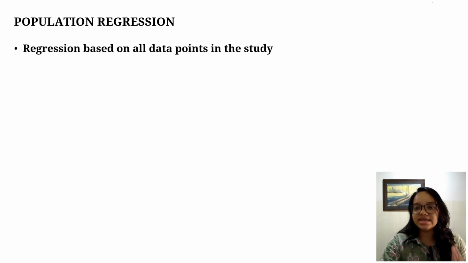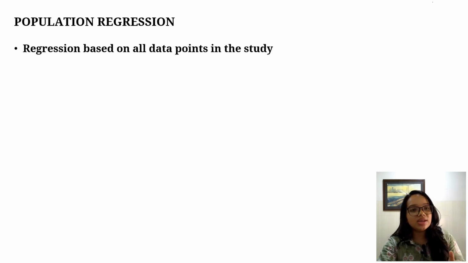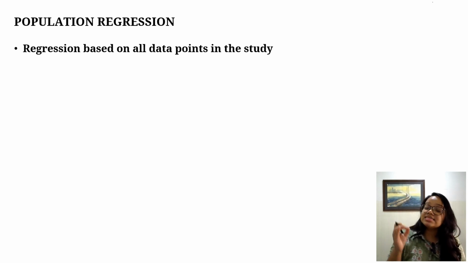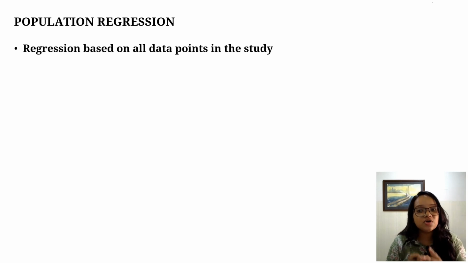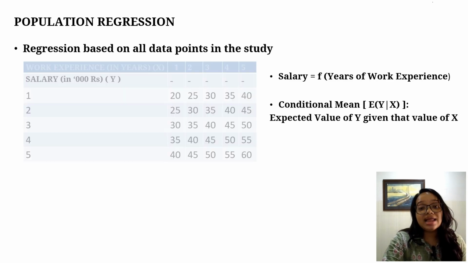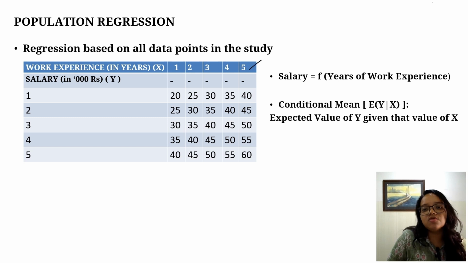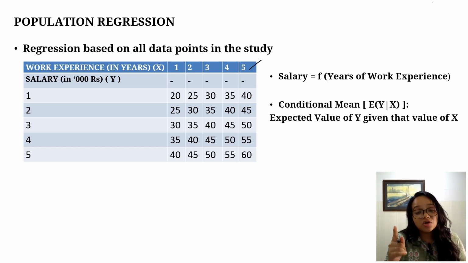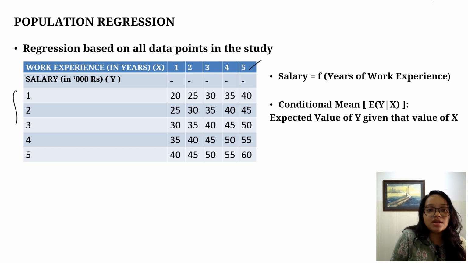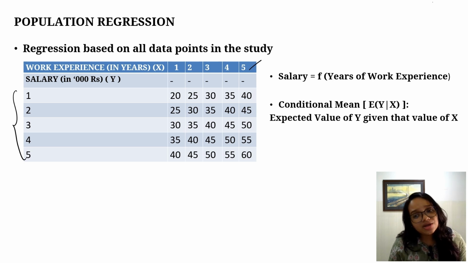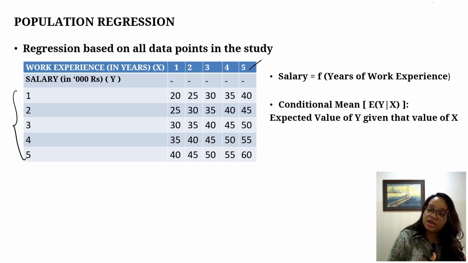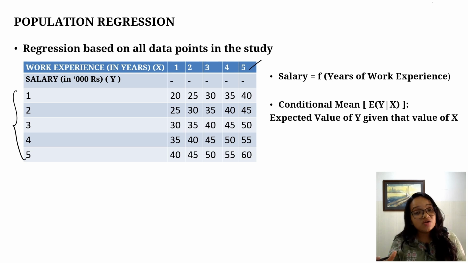Population regression is based on all data points in the study. Imagine you as a student reach out to 25 college seniors and ask them their salaries based on their years of work experience. And you calculate it up to 5 years of work experience. Okay. So for 1 year of work experience, 5 people tell you their salary. For second year of work experience, again 5 people respond. For third year of work experience, another 5 people respond.